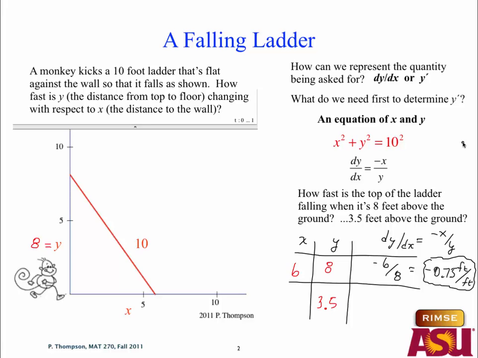So when the ladder is here, when x is 6 and y is 8, for a small change in x, the top of the ladder goes down 3/4 as much as whatever your change in x was. Right? That's our meaning for rate of change. dy equals m dx. Okay, and what'd you get for when it was 3.5? What is x? 9.37. Someone else get that? And the rate of change?